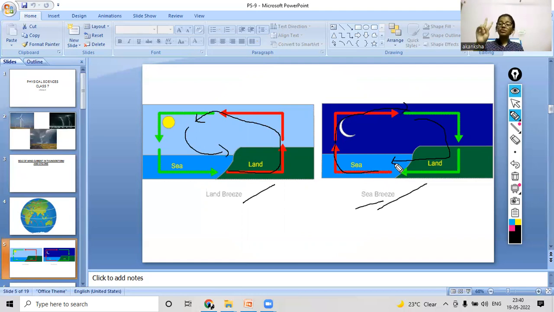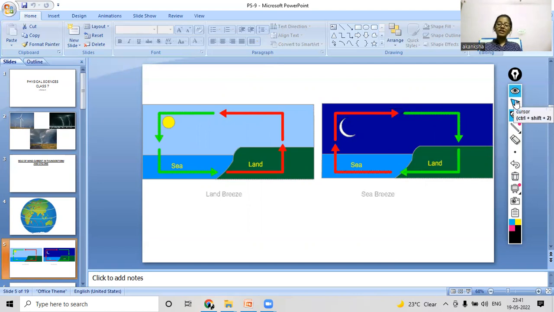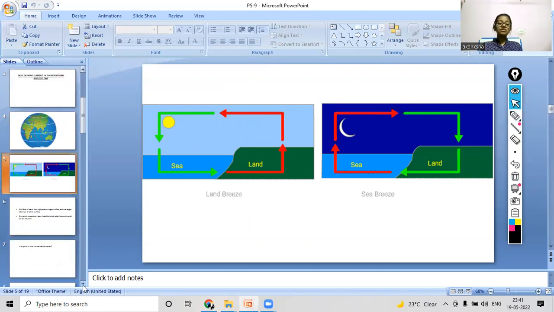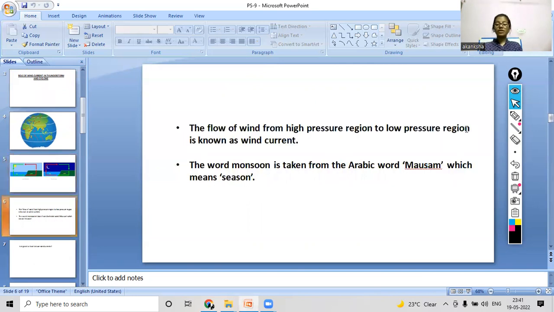What are the two phenomena that we just discussed? Land breeze and sea breeze. Are you all clear with these two phenomena, what is actually happening? Okay, we will see some more details now.